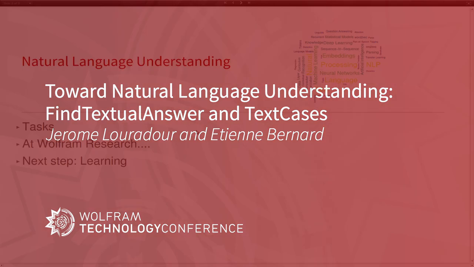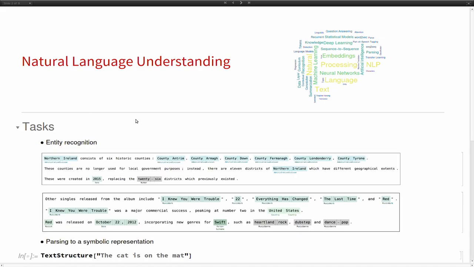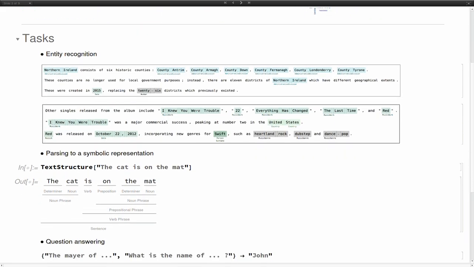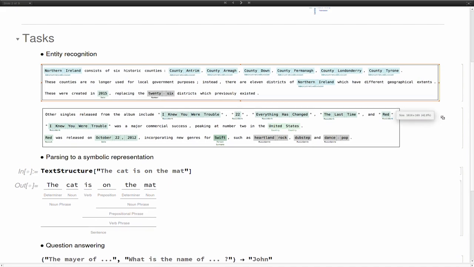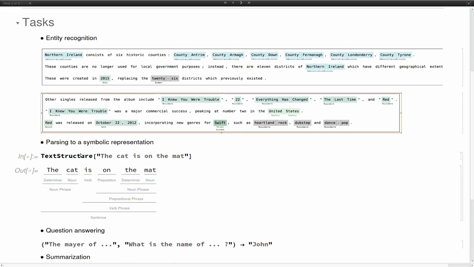So before, I want to say a few words about what natural language understanding is. That is, basically a synonym for natural language processing. There are many tasks that fall into this field. An example is entity recognition. The goal is to annotate or label each word, or at least some words, in a text that is an entity. For example, here Northern Ireland is an administrative division. Here there's a date, this is a number. Here you have music work and person, music genre, and so on. Country, very classic. That's one task.